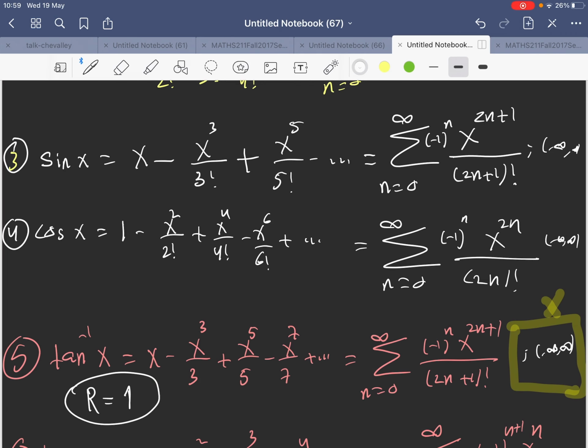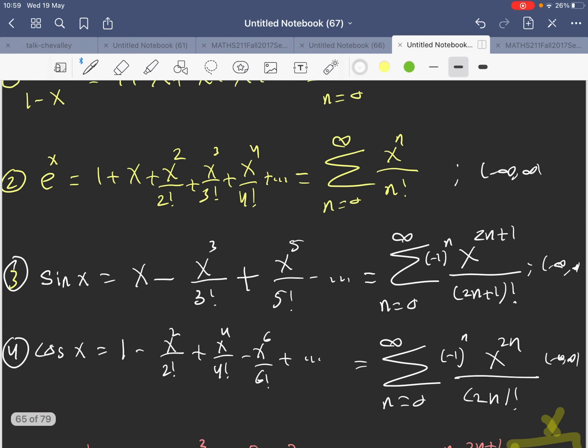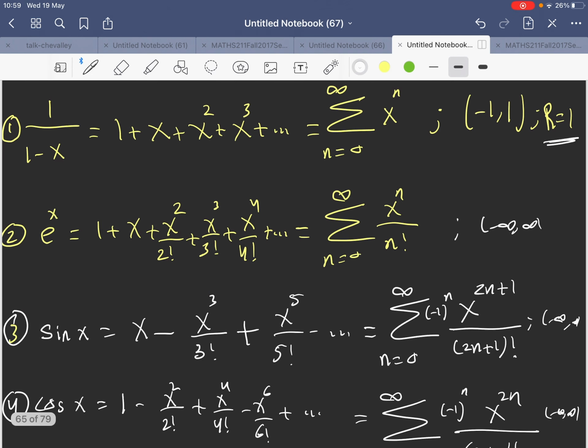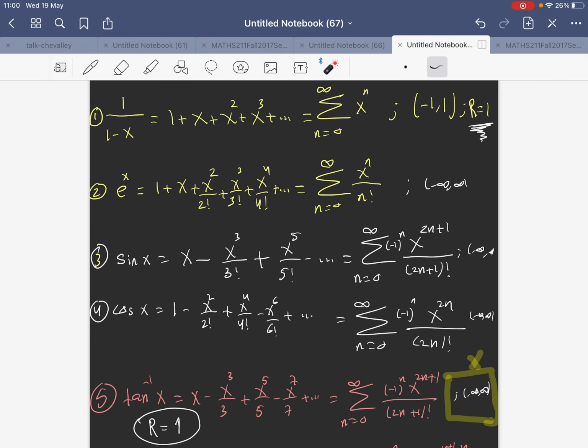And why do I correct this one into 1? Because remember the way we get the tan inverse through this series, and we said if we do integration or differentiation, we keep the radius of convergence. Maybe the interval of convergence will be different, but the radius of convergence is still going to be 1. So please correct this one in your note.